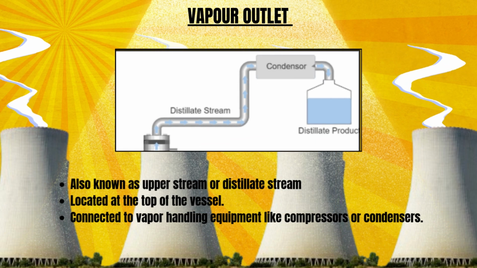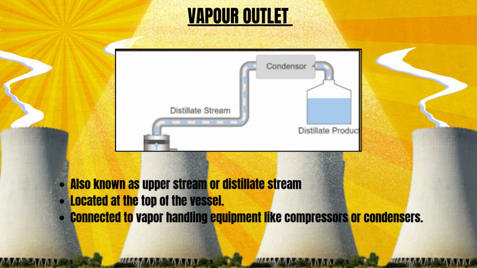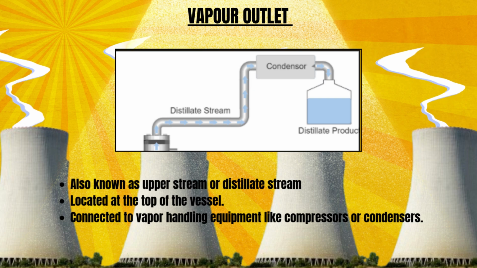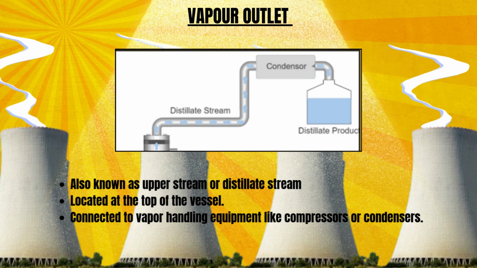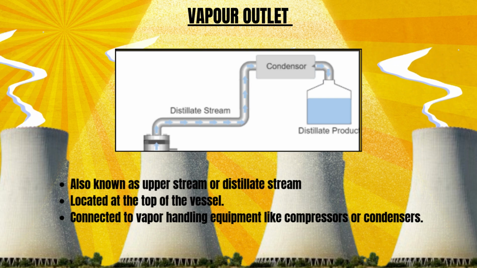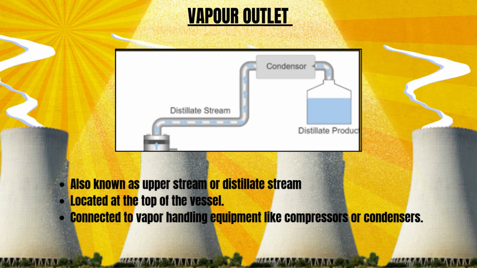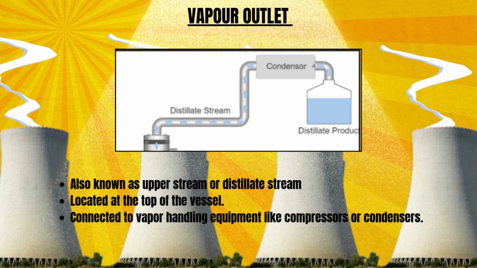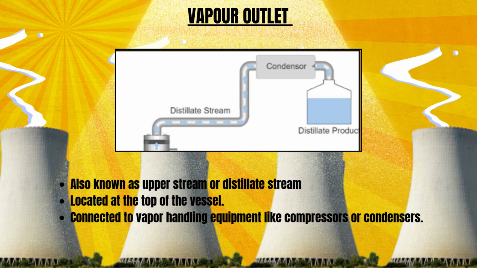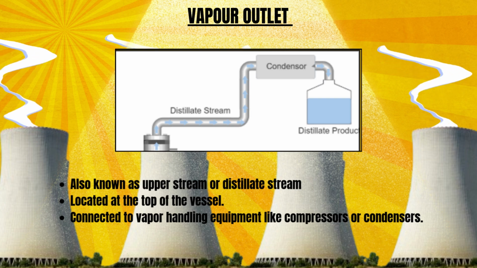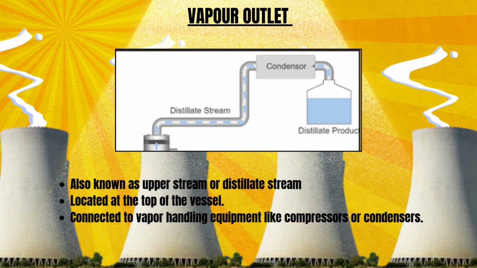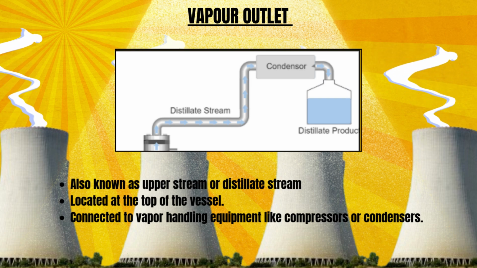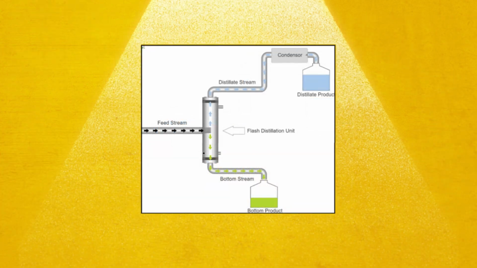From the feed system, the mixture enters the flash drum where it is partially vaporized. Inside the vessel, the more volatile component, the MVC, flashes easily into vapor because of its lower boiling point. This vapor rises to the top of the vessel and exits through the vapor outlet. From there, it flows into the condenser where it is cooled and turned back into liquid. The condensed liquid is collected as the distillate product.